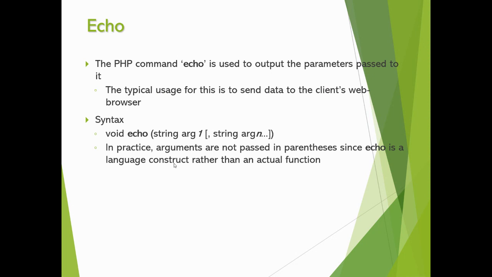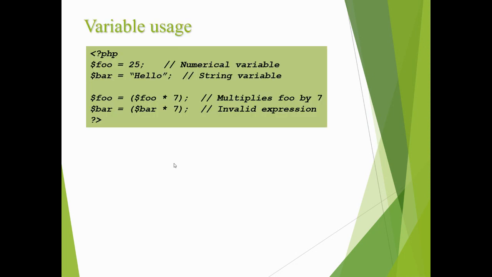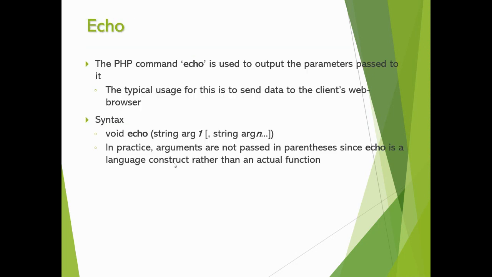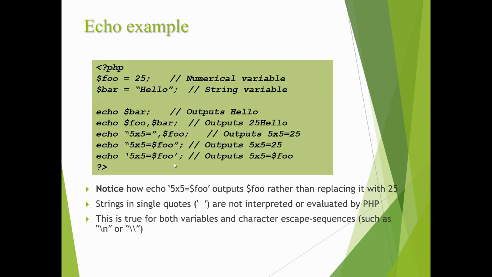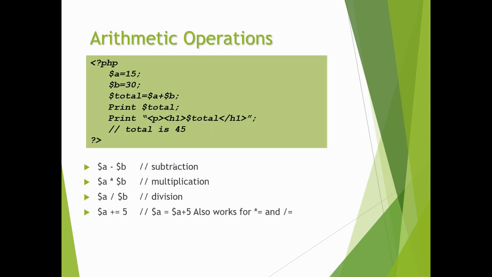Echo. If you want to print out anything here, you will have to use echo. You can use print. You can use printf also. For example, here you can see echo bar. That means it will print out hello. Moving to the next slide. Arithmetic operations you can perform, like addition, subtraction, multiplication, division, everything.